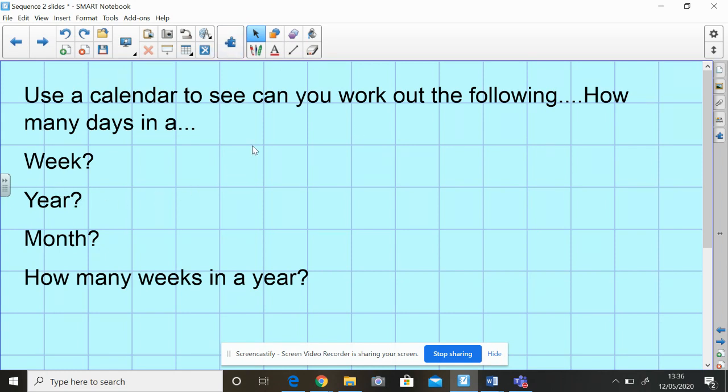And for this one, I want to see, can you use a calendar? If you have one, if you don't, do not worry. To see, can you work out the following? How many days are in a week, year, month, and how many weeks are in a year? So get a calendar, can you work those out? If you don't want to do it, that's okay, because on the next slide I'm going to tell you what the answers are anyway, but I would love you to have a go. Do a little investigation and see, can you work these out before I tell you the answer?